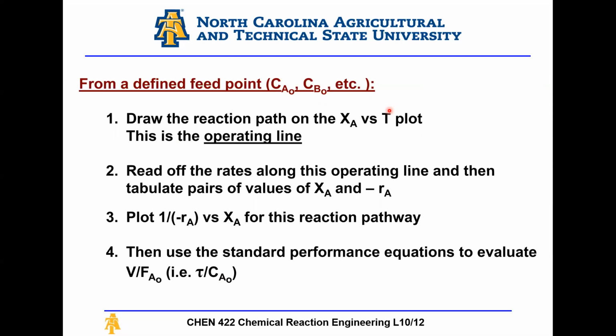This is the approach to do it. So from a defined feed point, you're given CA naught, CB naught, etc. I'm going to draw my reaction path on the XA versus T plot. And this is called the operating line. And the idea of an operating line, again, I'm sure you've seen it in mass transfer.